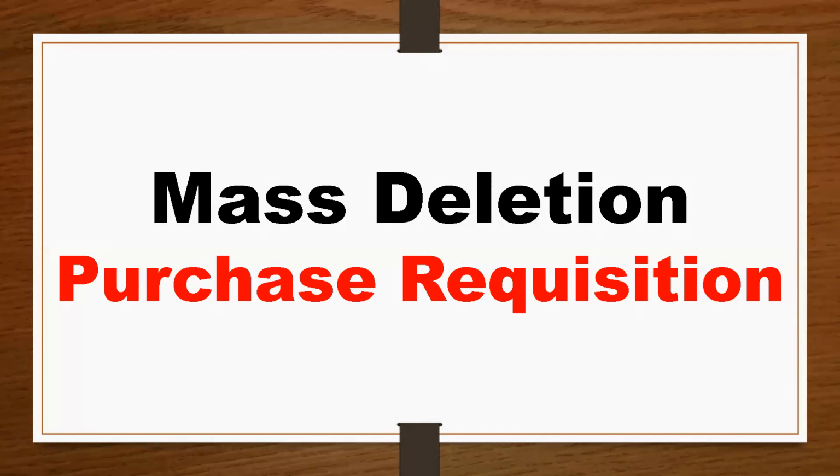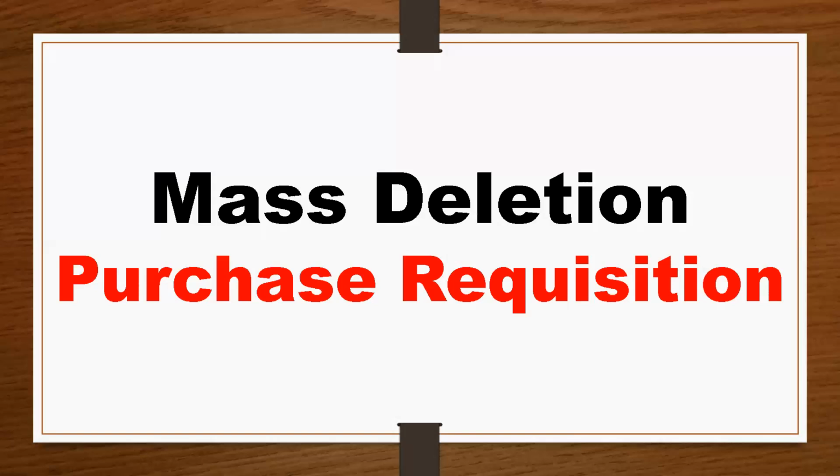So in this video, we are going to discuss the mass deletion of purchase requisitions. Actually, when users in an organization create purchase requisitions for the same material master, there are many different purchase requisitions. Sometimes the organization decides, why should we have multiple purchase requisitions? So they consolidate all the purchase requisitions into one, as they are using the same material master. That is when mass deletion comes into play.